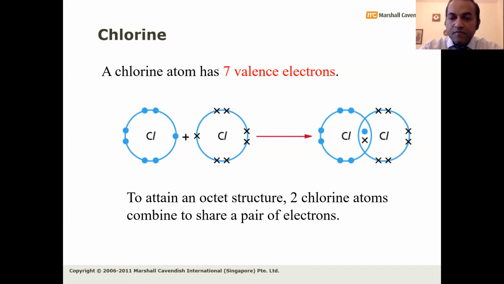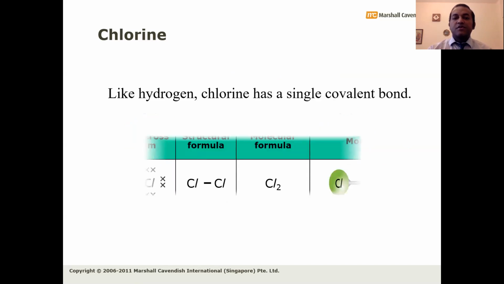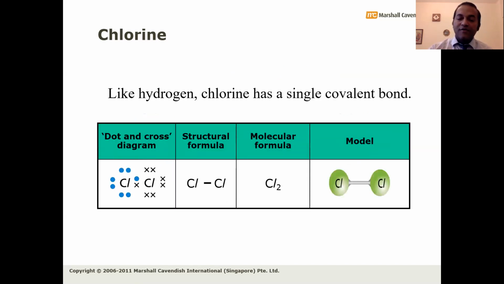Okay. And then, because each one of them has 7 valence electrons, they like to share 1 valence electron and become stable. All right, so this is the same. They are just like hydrogen, right? They get 1 valence electron. So like hydrogen, chlorine is a single covalent bond.